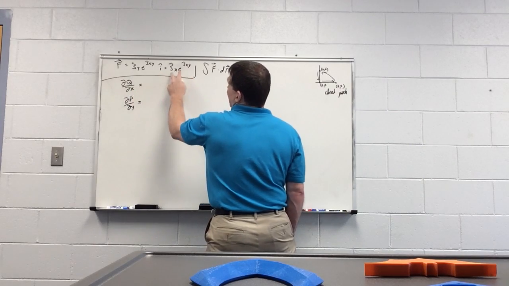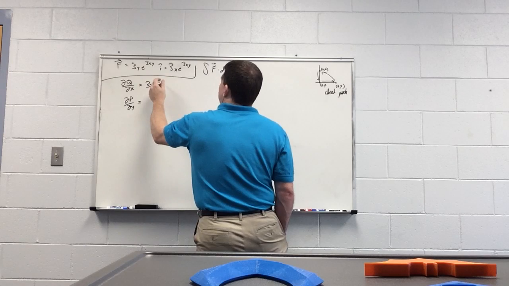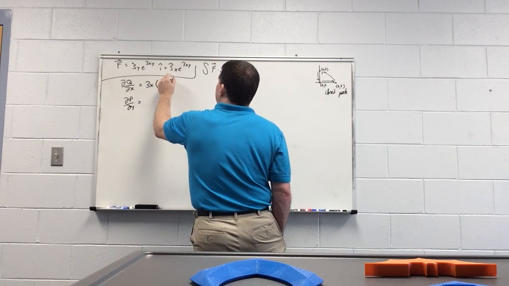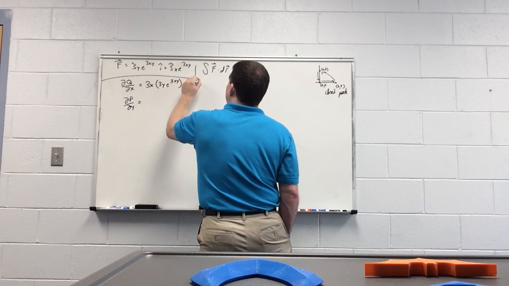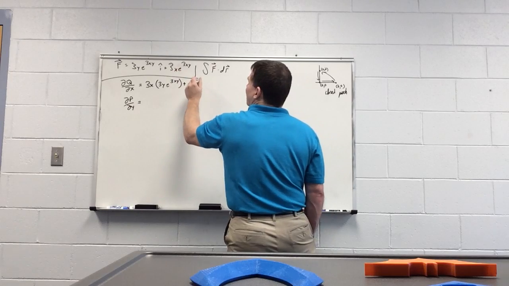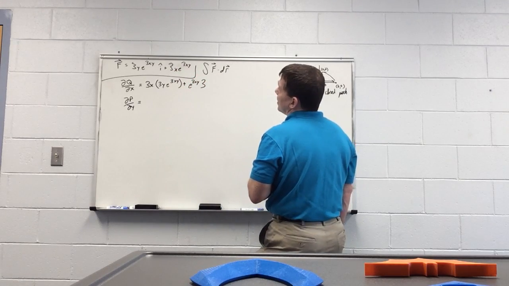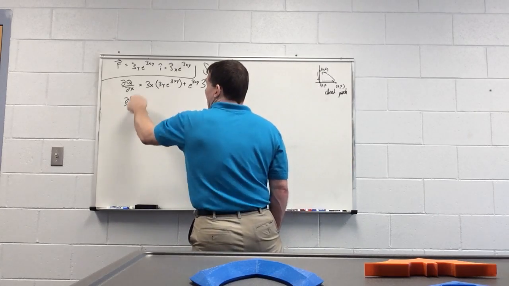Here, the partial with respect to x is a product rule. I get the first times the derivative of the second with respect to x, which would be 3y e^(3xy), plus the second, e^(3xy), times the derivative of the first, which is just 3. First times derivative of second plus second times derivative of first. Okay, good.